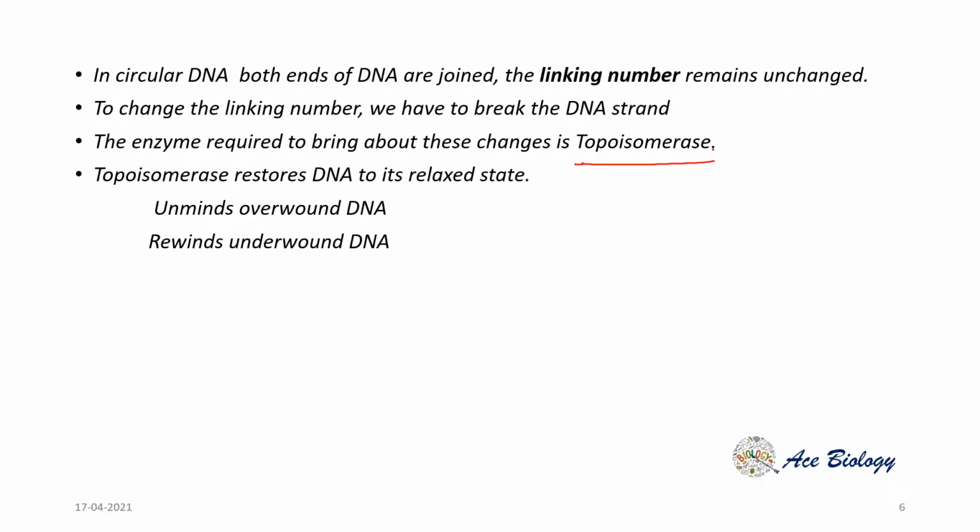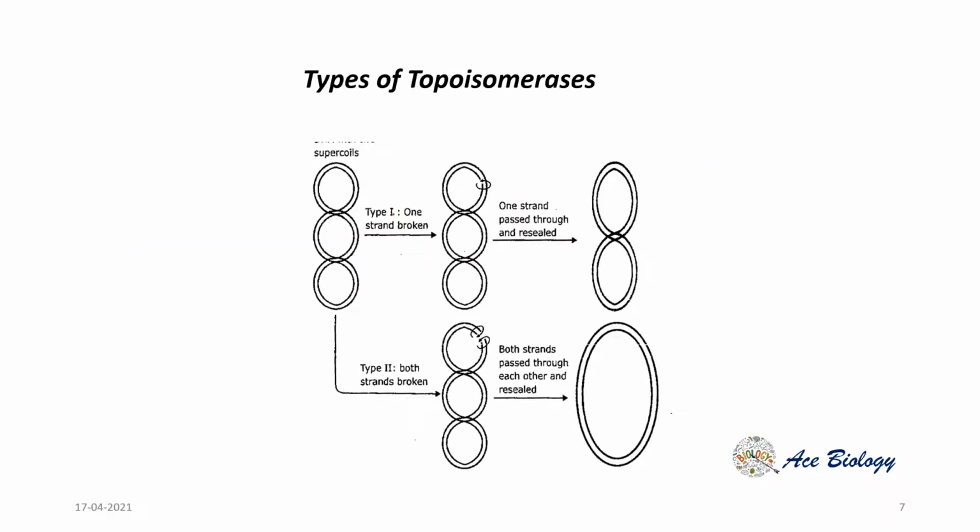This topoisomerase generally has the role of restoring the relaxed state of the DNA. It will either unwind overwound DNA or rewind underwound DNA. Now the topoisomerase enzyme is of two types, type 1 topoisomerase and type 2 topoisomerase.